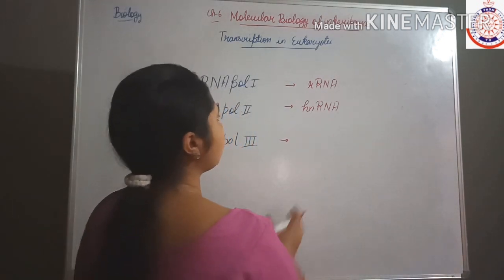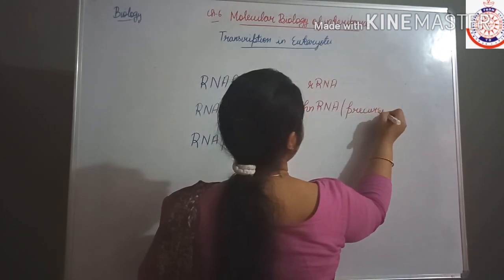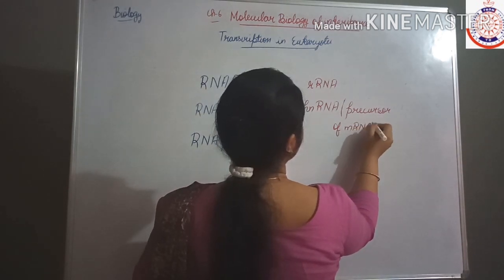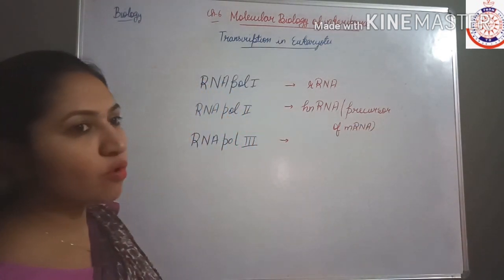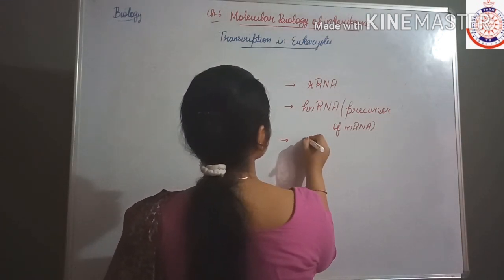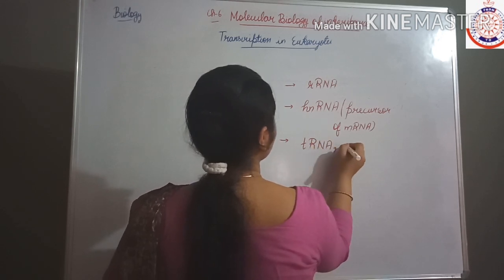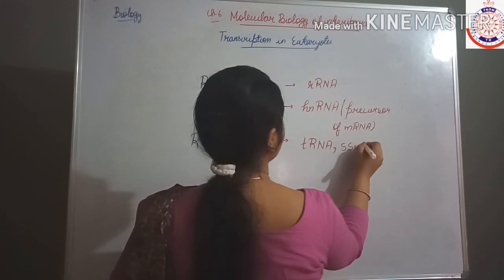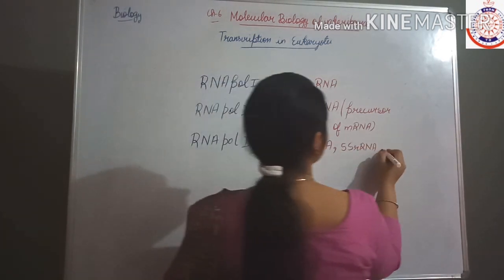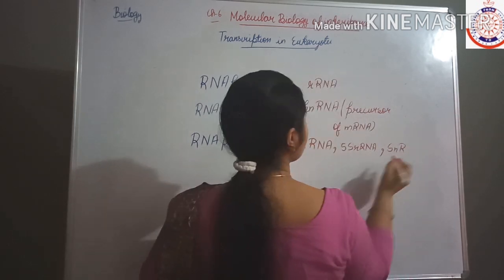It is also known as the precursor of mRNA. Next is RNA polymerase third. It is responsible for the synthesis of tRNA, 5S rRNA and snRNA, that is small nuclear RNAs.